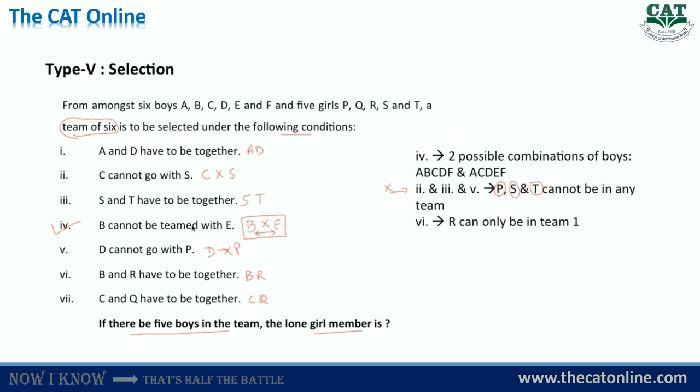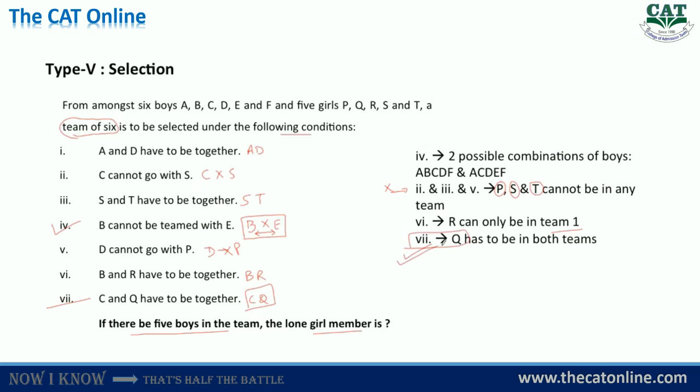Now, there are 2 girls left, R and Q. Of all the given conditions, if B is selected, R has to be selected. So, as B is in team 1, R can only be selected in team 1. R cannot come in team 2. But there is no restriction given with respect to Q. Rather, according to condition number 7, C and Q have always to be together in the team. Now because C is there in both the teams, Q definitely has to be there in both the teams.